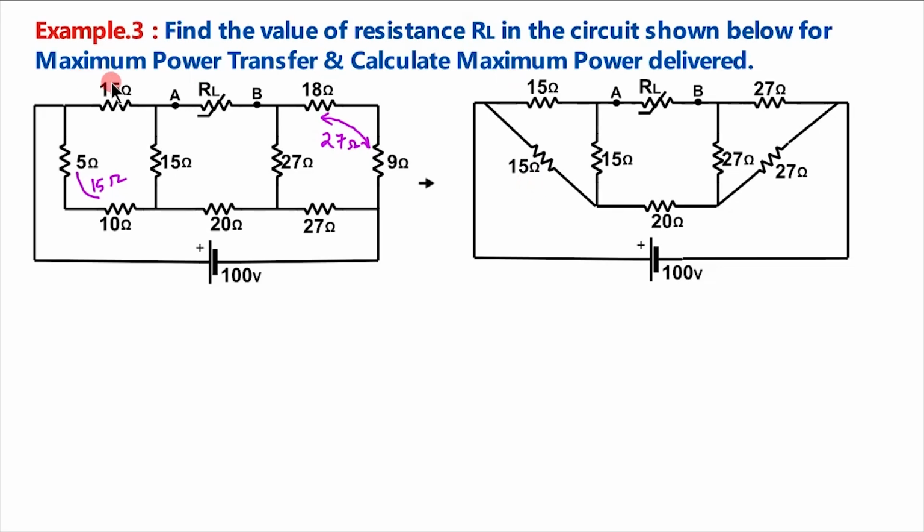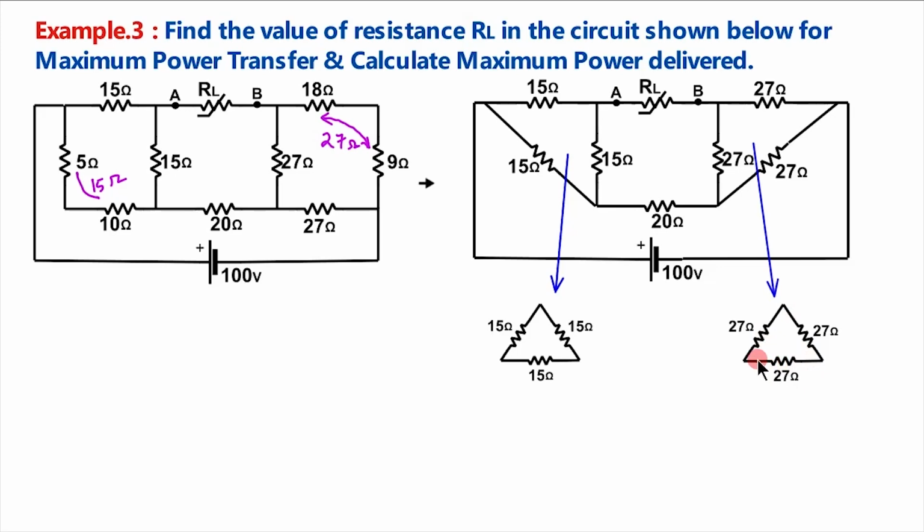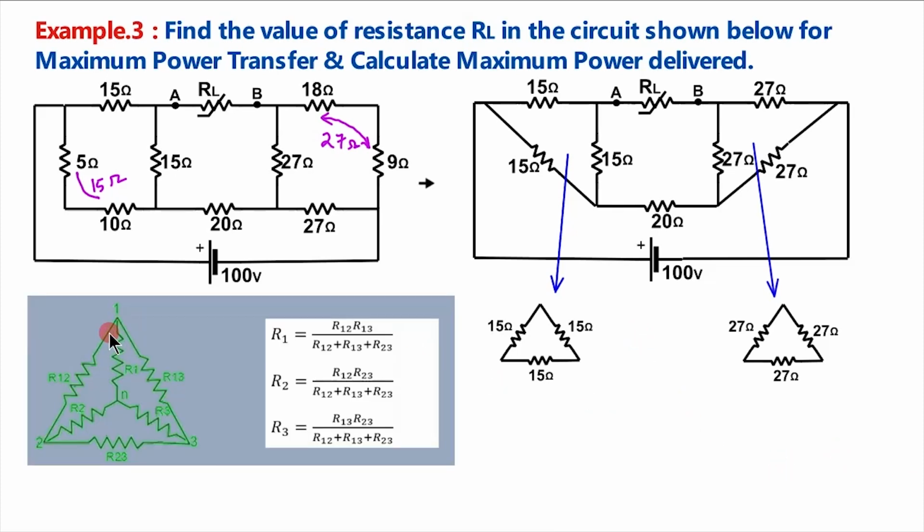This is this branch, this is this branch, and this 5 and 10 added comes here, 15 ohm. Similarly, this 27 ohm is here and this 27 ohm is here, and here comes 27 ohm, which is got by adding these two series connected resistances. This delta connection can be redrawn like this, these three 15 ohms connected. Similarly, this delta connection also can be drawn like this. For simplification, we will convert this delta connection to star connection using the formula delta to star.